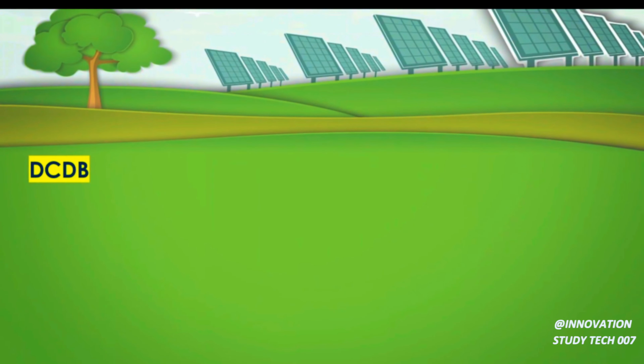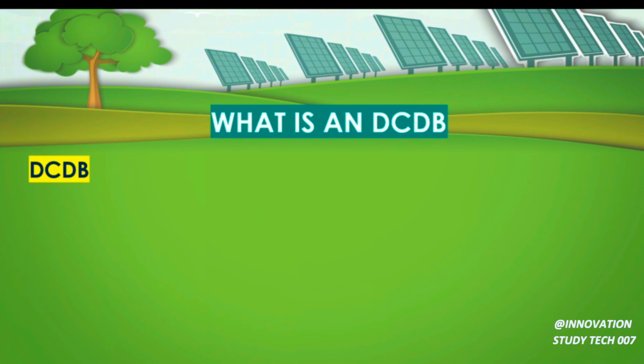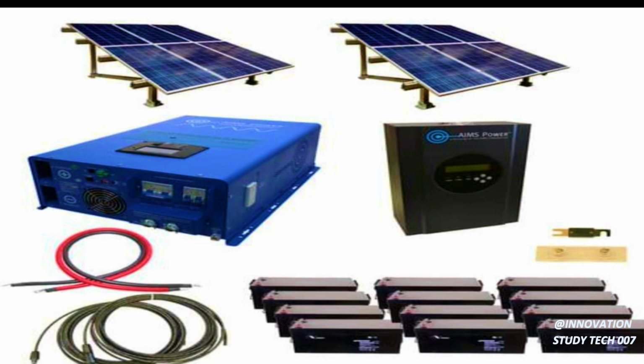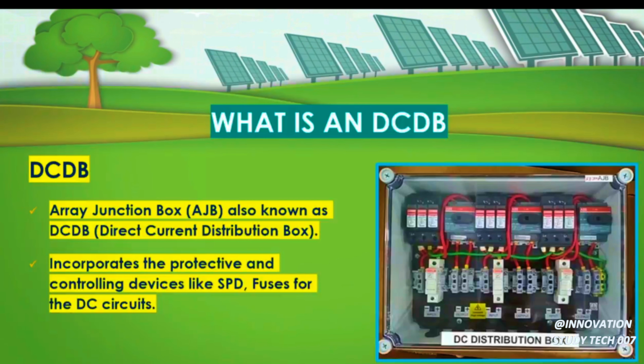The next component is DCDB. DCDB in a solar plant is installed after the solar panels and before the inverters. So they are placed basically between the solar panels and inverter. They are also known as array junction boxes. The short abbreviation for that is AJB.